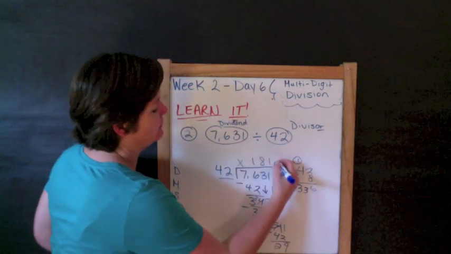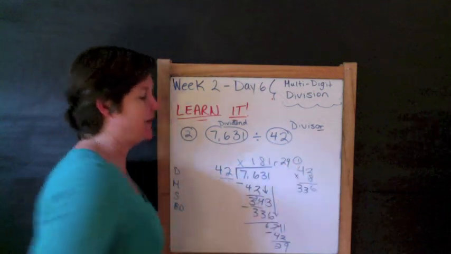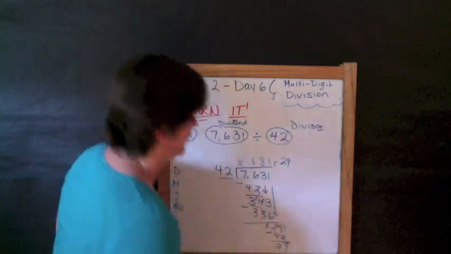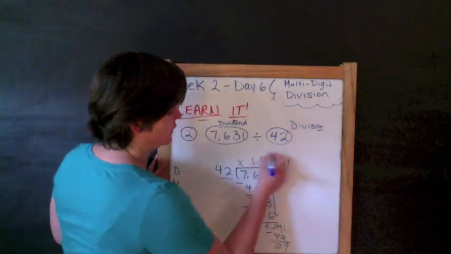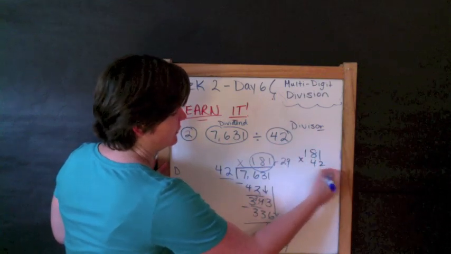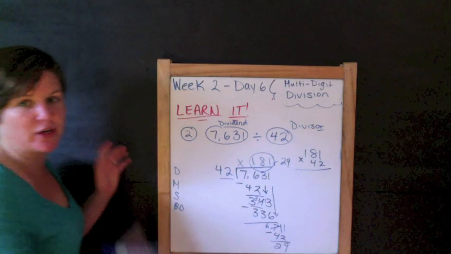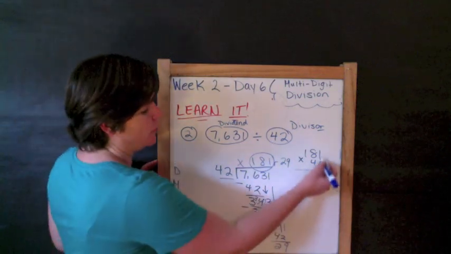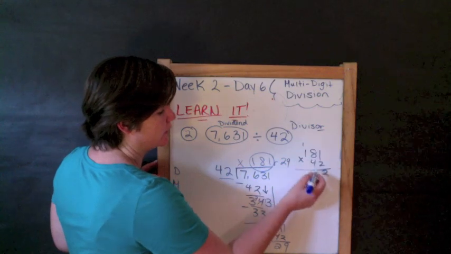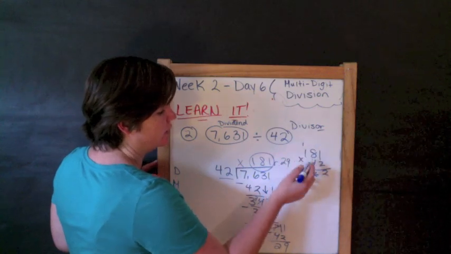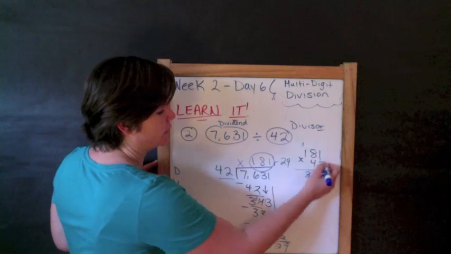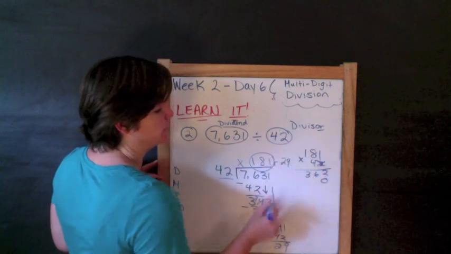We put remainder 29 up there, and now I need to check my work. I do that by saying 181 times 42. I'm going to do this pretty quickly just to check my work, because we already did this in the last episode. 1 times 2 is 2. 2 times 8 is 16. 2 times 1 is 2, plus 1 is 3. 0. Get rid of my 2. Get rid of my regrouping.